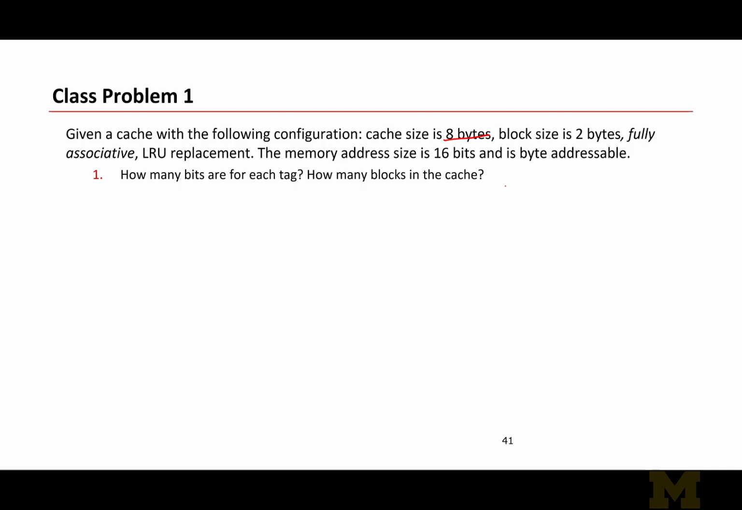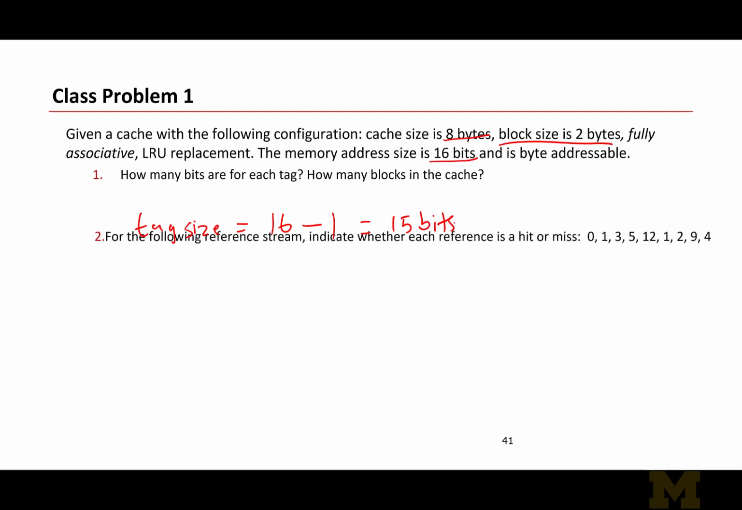Now let's take a look at another problem. In this problem we are asked to compute how many bits there are for the tag. To compute the number of bits for the tag, I need to know what my address size is. My address size is 16, so the tag size is going to be address size minus the size of your block offset. The size of your block offset is defined by the block size. So log to the base 2 of 2 bytes is going to be 1, so the tag size is going to be 15 bits.